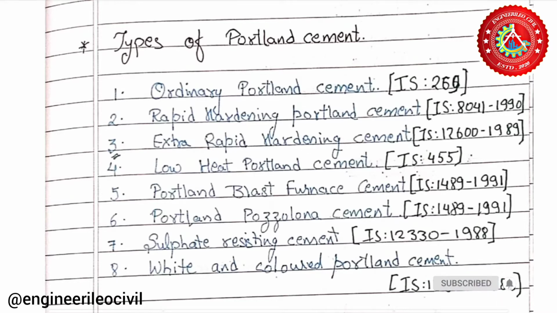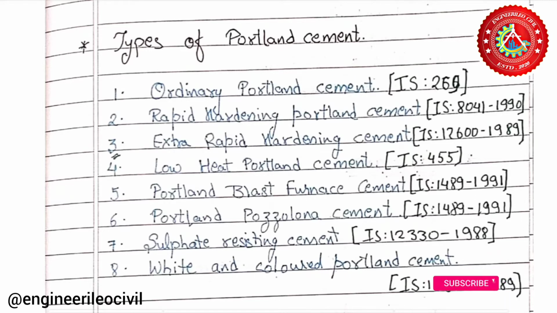The third is extra rapid hardening cement. It is obtained by intergrinding of calcium chloride with rapid hardening cement, and it imparts quick setting properties also. The fourth is low heat Portland cement. This is used where the rate at which heat can be dissipated at the surface is lower than the rate at which heat is being generated. Examples where it is used are abutments in bridges, retaining walls, dams, etc.